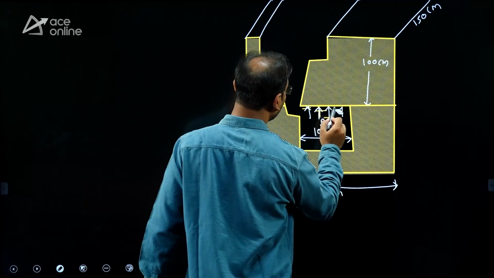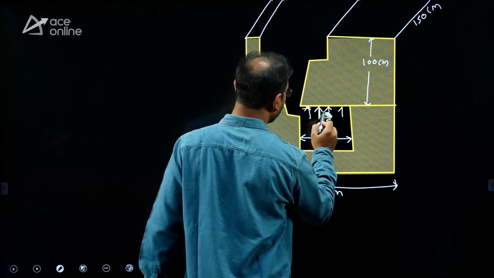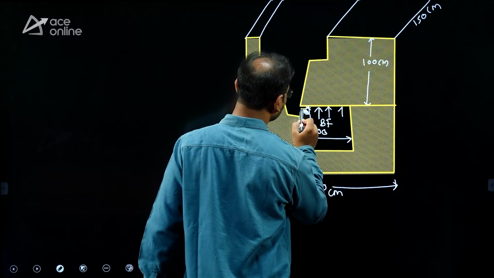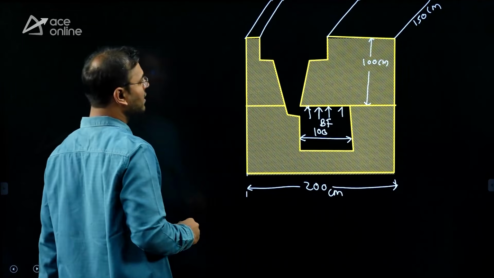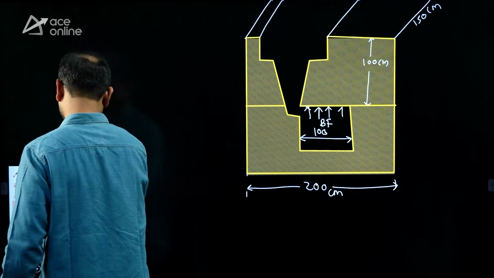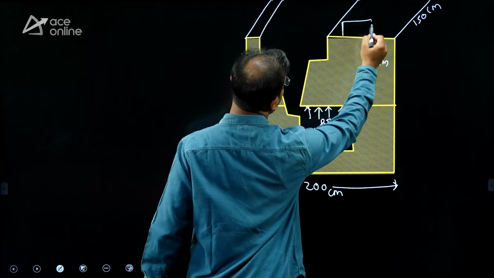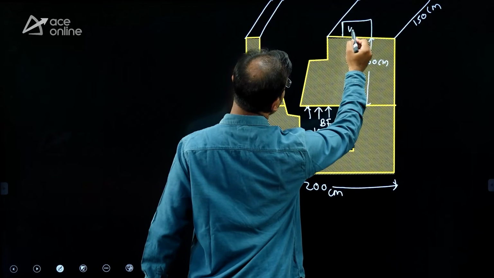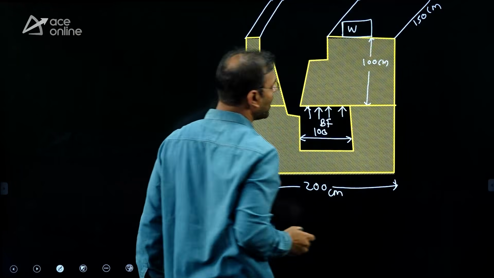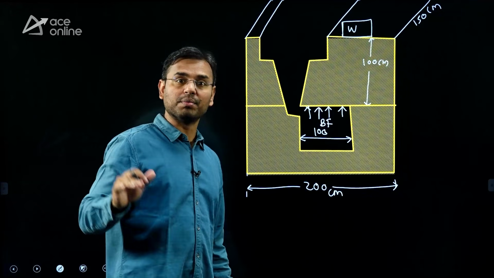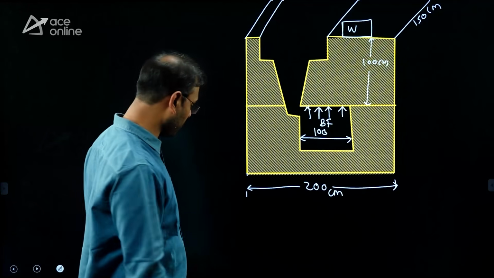Okay, the cope can lift, and we have to avoid the lifting of cope. Then how can we avoid the lifting of cope here? To avoid it, we need to put some weight here. And what weight we need to put here to avoid the lifting of cope, that we have to calculate in this question. Okay.